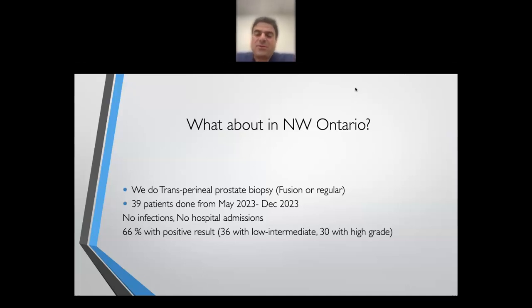66% had a positive rate of results. 36% were low to intermediate prostate cancer, and 30% had high grade cancer. So the rate of finding positive cancer with the transperineal approach is higher because the cores are going in a different way. They're not going from the rectum, so they're going along the axis of the prostate, which gives us better cores. Next.